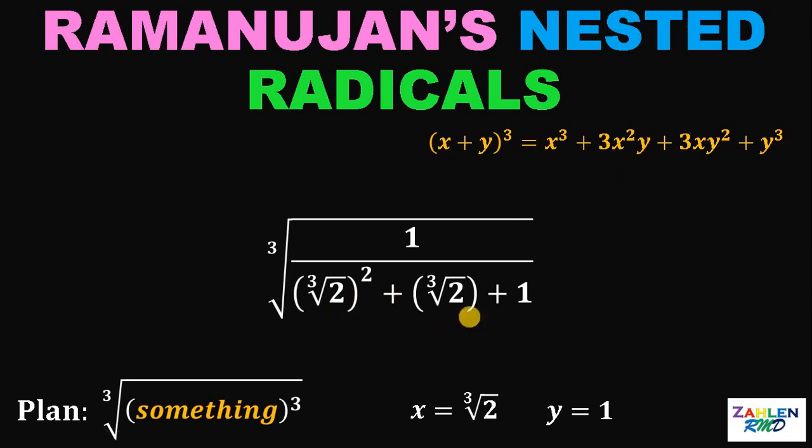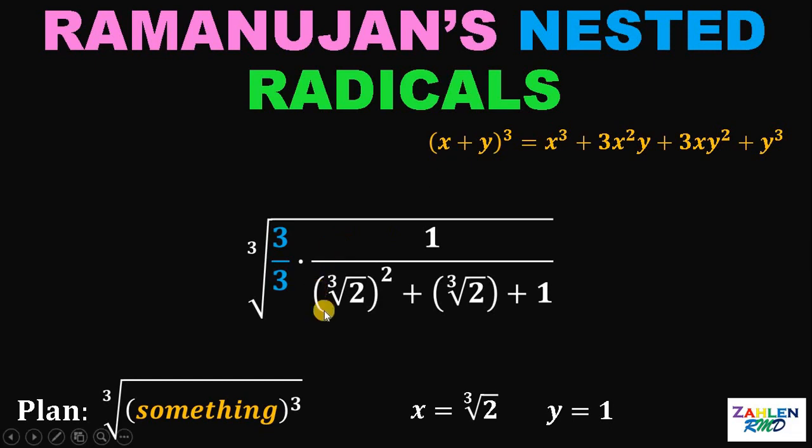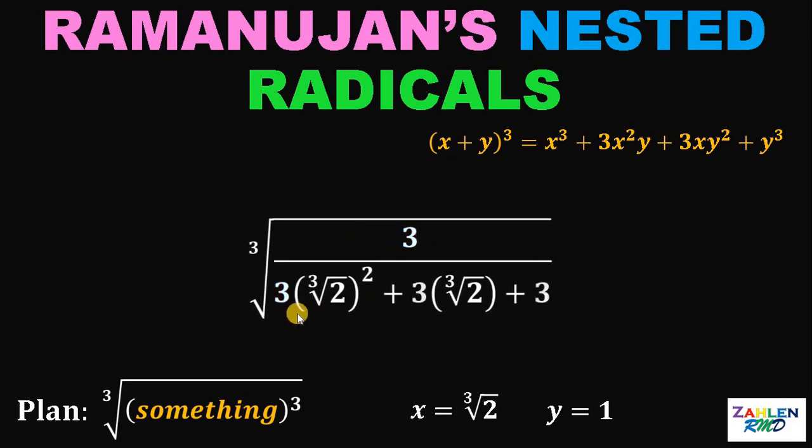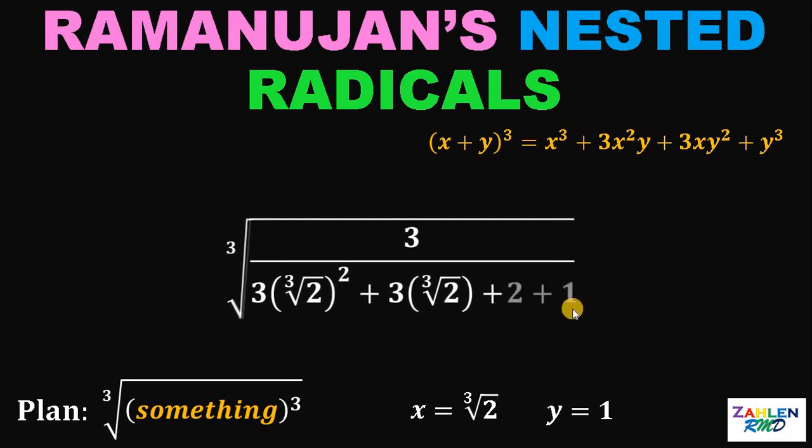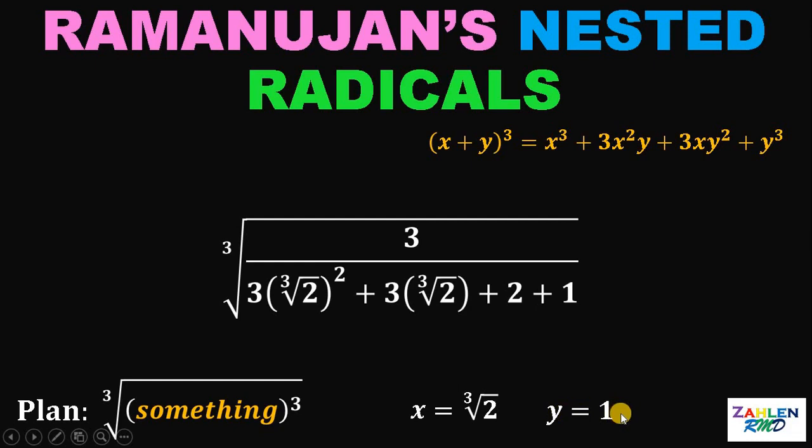But this is easy to do, so just multiply the numerator and the denominator by 3. So let's multiply the inside expression by 3 over 3, or just 1. If we do that, we get 3 over 3 times cube root of 2 squared plus 3 times cube root of 2 plus 3. Now, here's the trick. This 3 can be written as 2 plus 1. Because we know y equals 1.